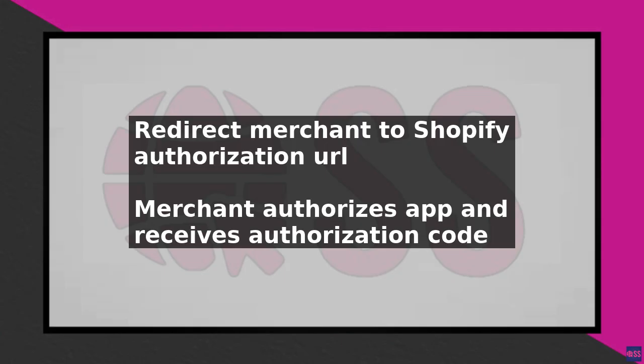The merchant will be prompted to authorize your app, and once they do, Shopify will redirect them back to your redirect URI with an authorization code. You can then exchange this authorization code for an access token by sending a POST request to the Shopify Access Token endpoint. This request should include the client ID, client secret, code, and redirect URI.